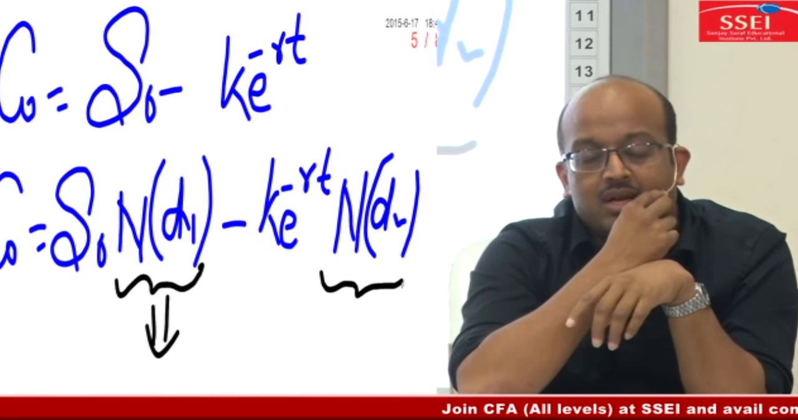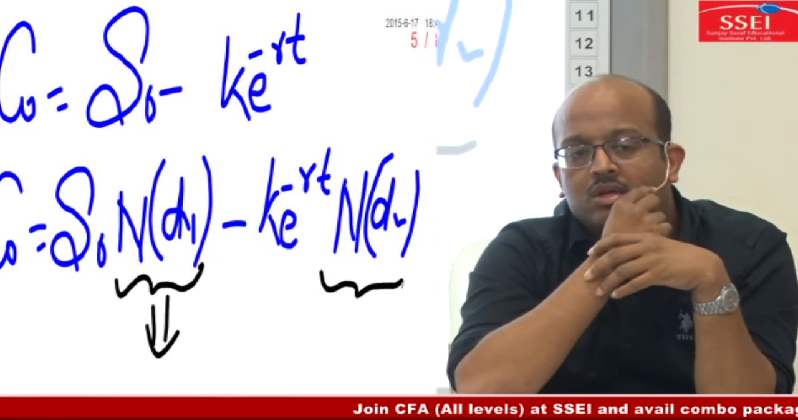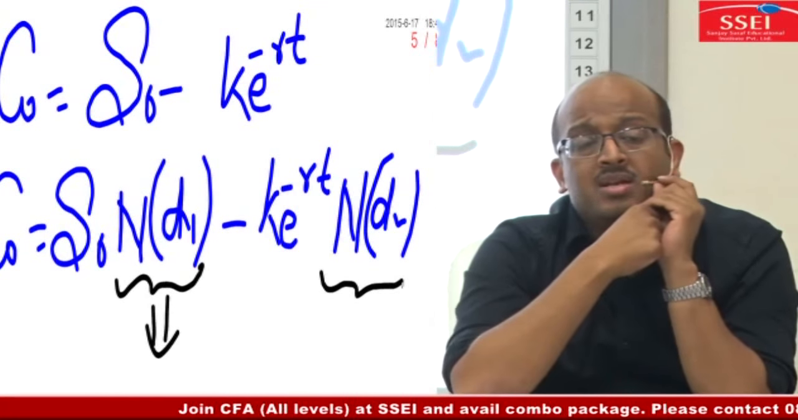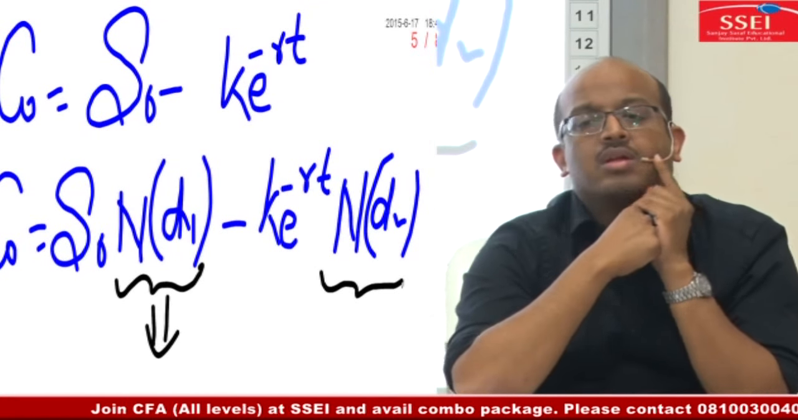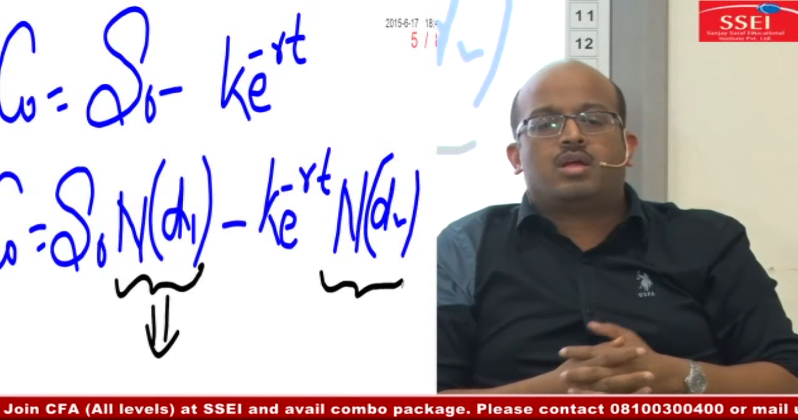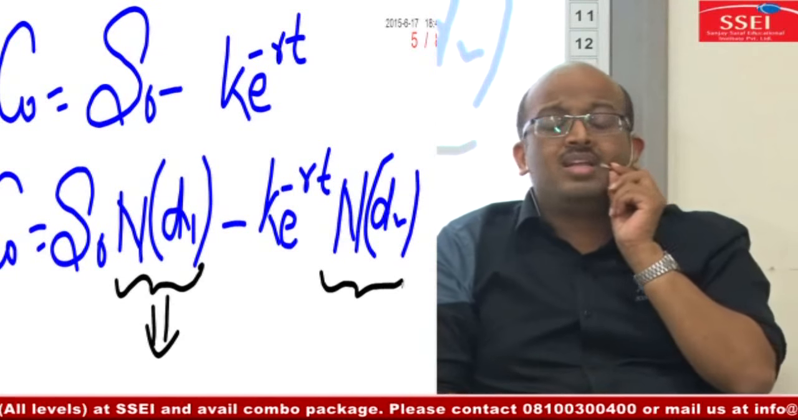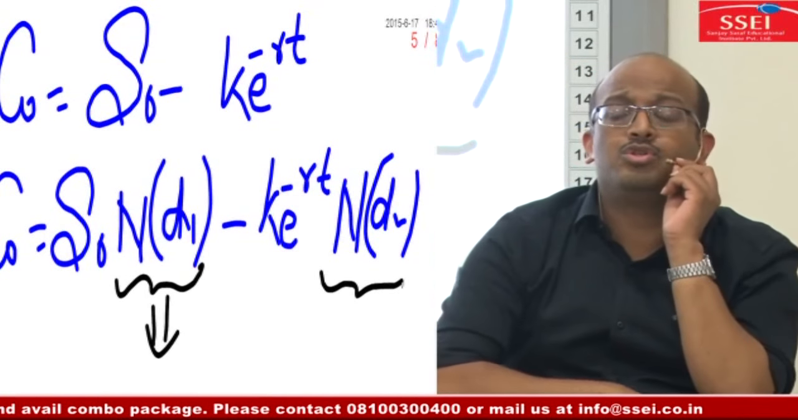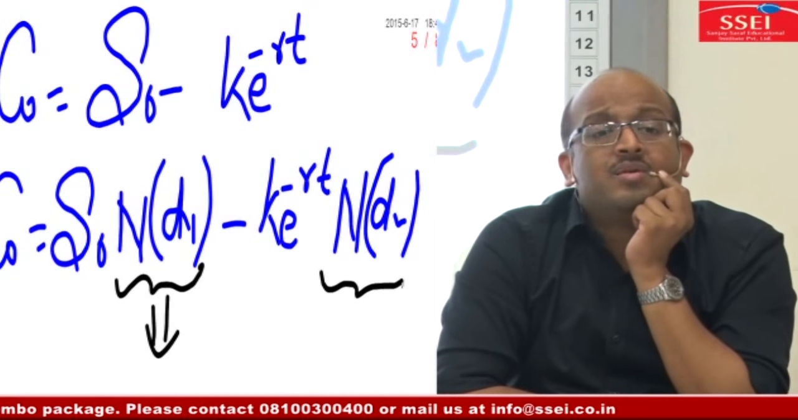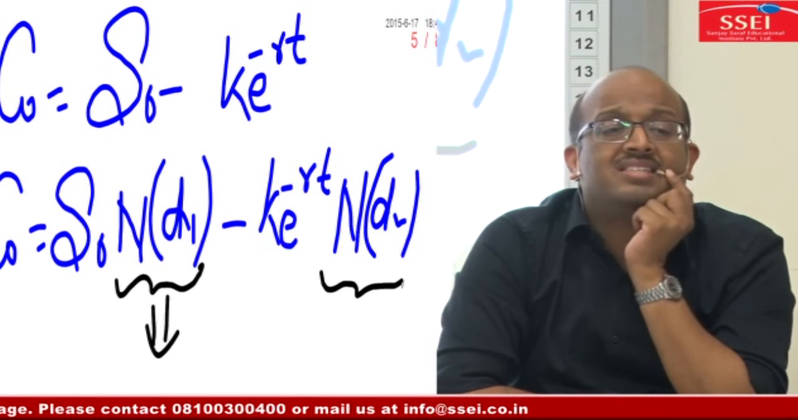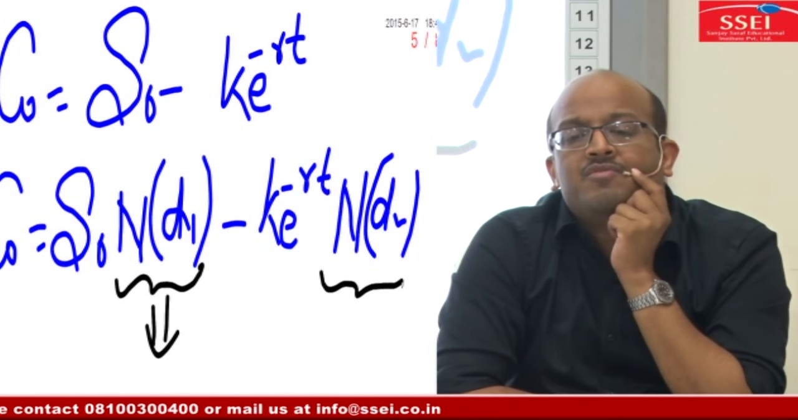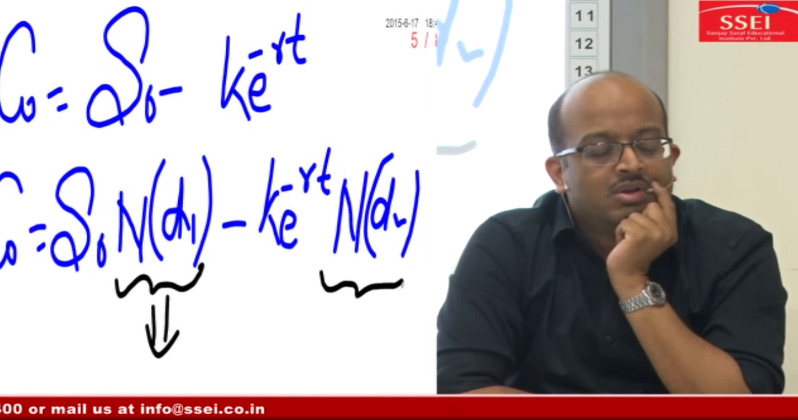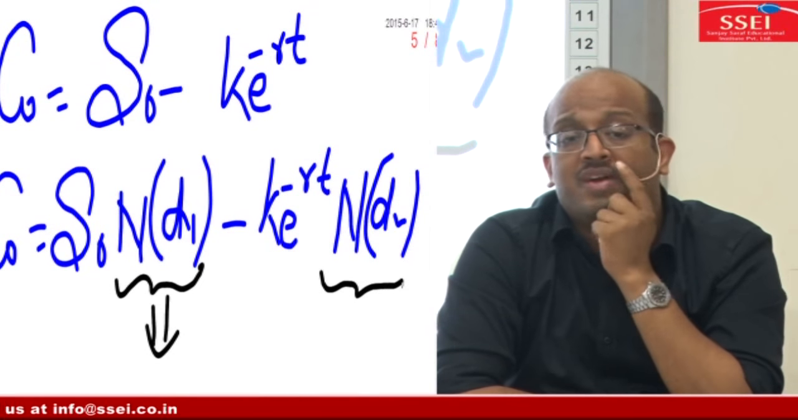Call will be exercised. Next line, both ND1 and ND2 are cumulative probabilities from the normal distribution of LNS.